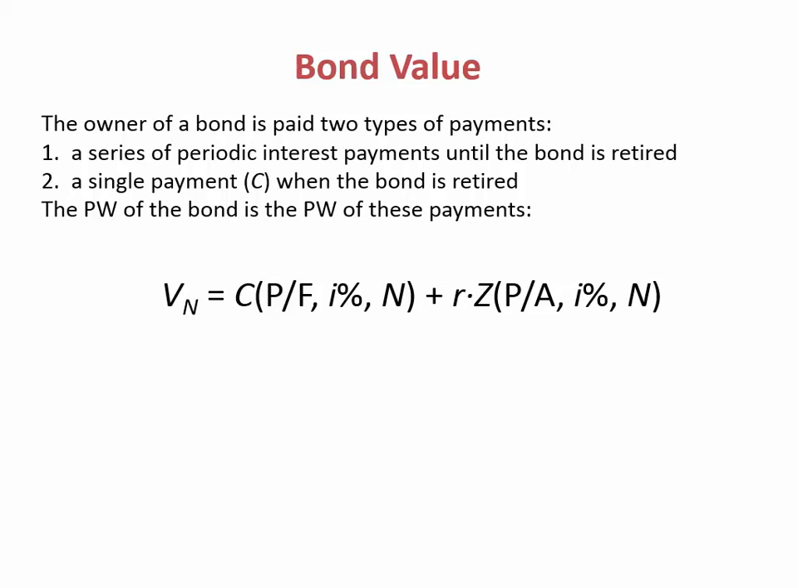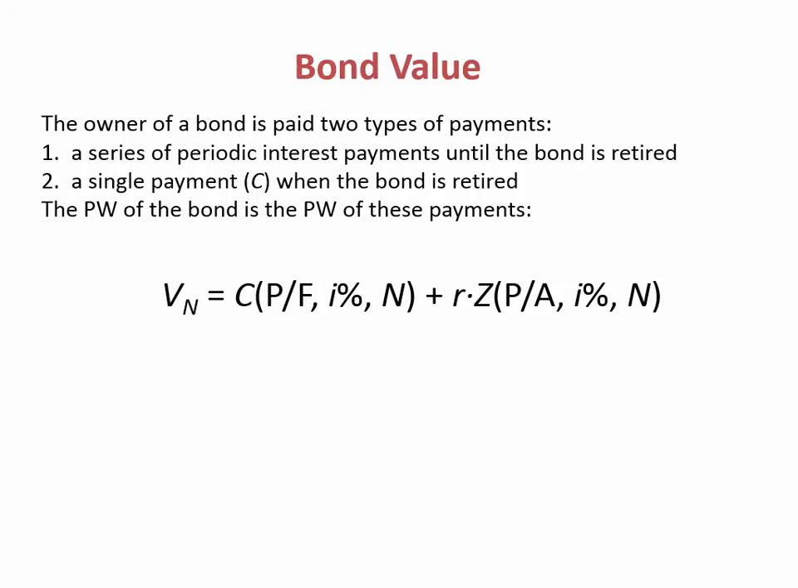There's the periodic payments, and then there's the lump sum payments. And so if you look at this formula, you're seeing that if you want to find out what's the value of a bond now at year zero, you want to find the present value of the A, which is those periodic interest payments, and you also want to find the present value of that future amount that they're going to pay you.